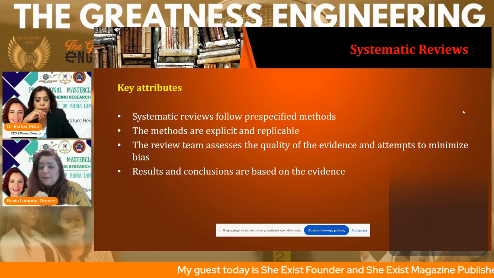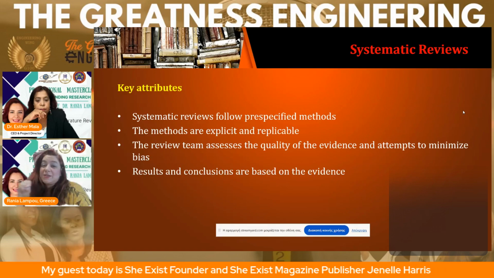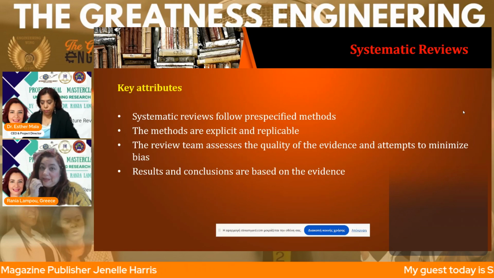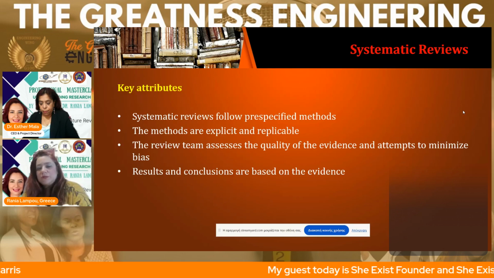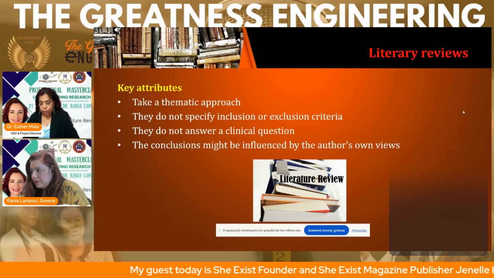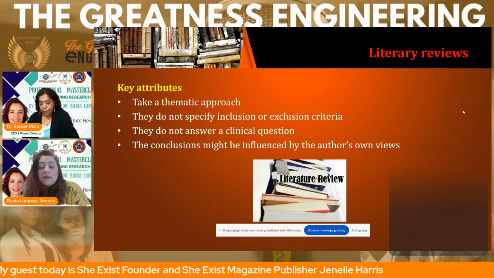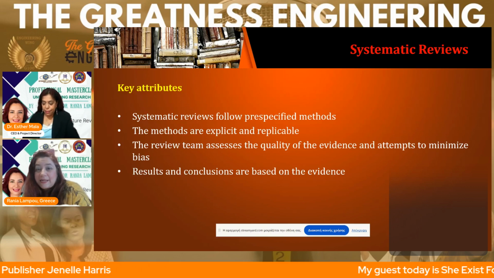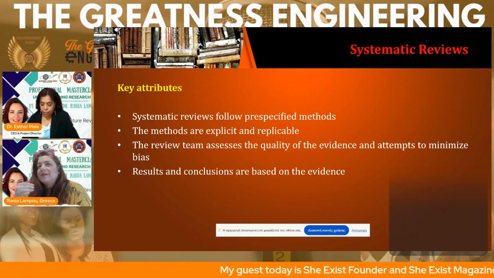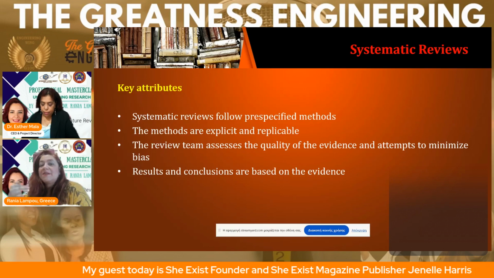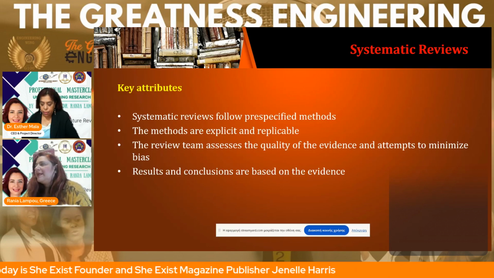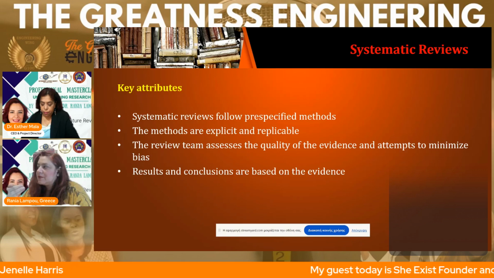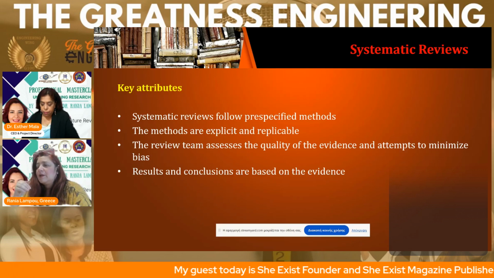As I said before, systematic reviews follow pre-specified methods, which are explicit and replicable. The review team usually assesses the quality of the evidence and tries, of course, to minimize the biases, and the results and conclusions are based on the evidence. On the other hand, now, I forgot to mention here that systematic reviews usually are related to what we call meta-analysis, which is an attempt to quantitatively condense the results from several papers into a single statistic. So creating a systematic review obviously allows for increased power and precision in estimating effects and risks, and in addition, the systematic review is an invaluable practice tool.